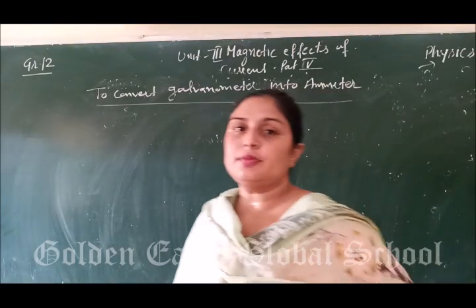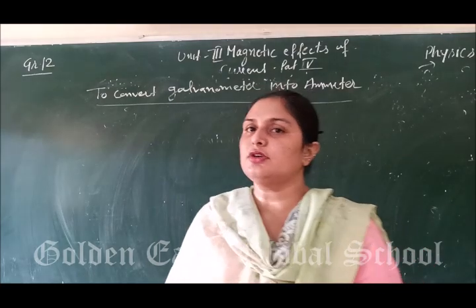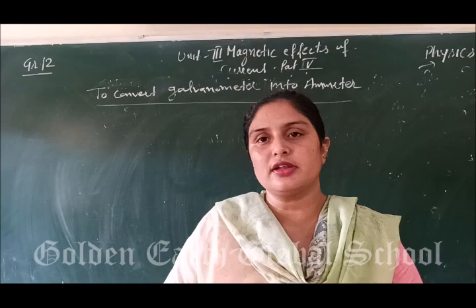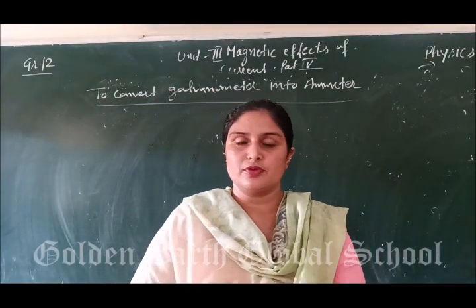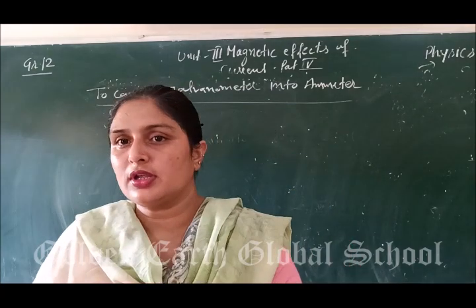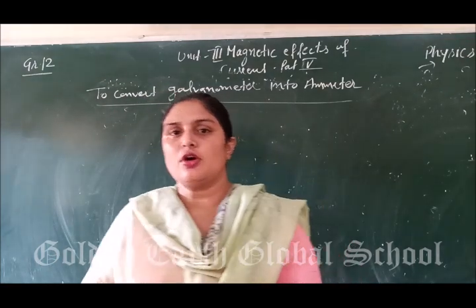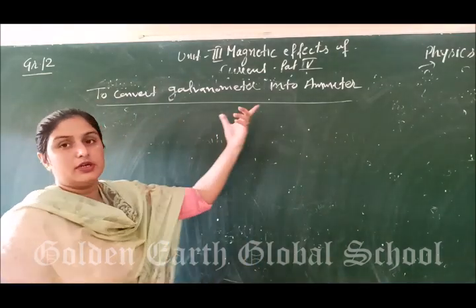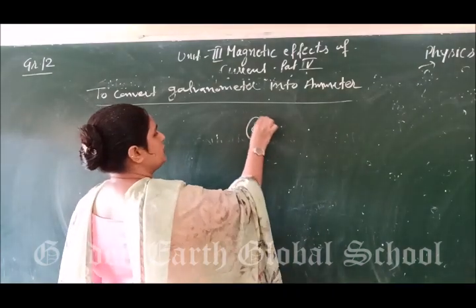Galvanometer directly cannot be used to measure the current. It is used only for the detection of the current. If you are going to measure the current, there is a need of the ammeter, because galvanometer is a low resistance device, and if you connect the galvanometer for the measurement of the current, more current will flow through the galvanometer, and due to this there will be chances of damaging that galvanometer.